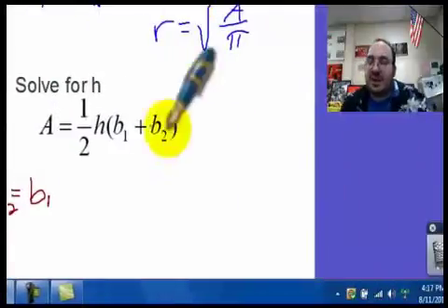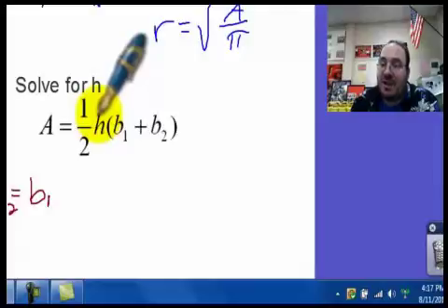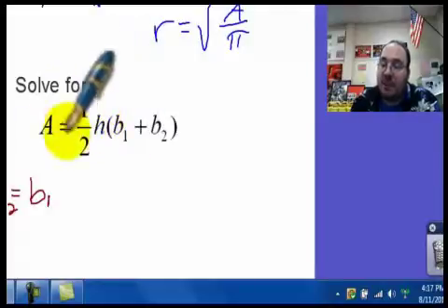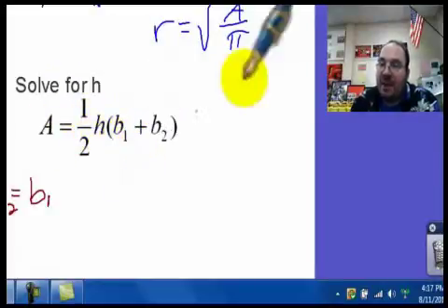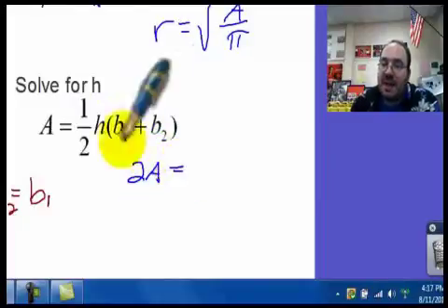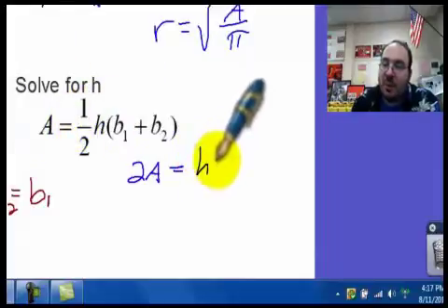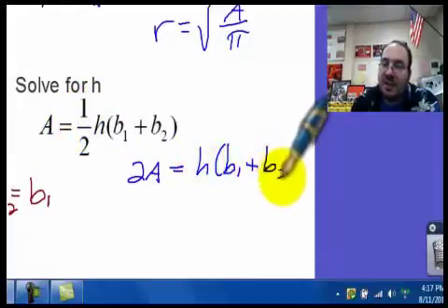Let's do another one. This is also the area of a trapezoid. The only difference is we want to solve for h this time. So again, my first step is to get rid of the 1/2 by multiplying both sides by 2. And I'm actually not going to write that step out again because you just know they cancel just like they did before. And I get this.